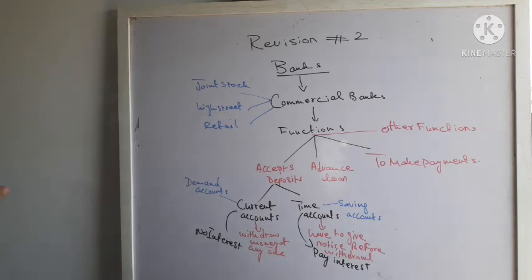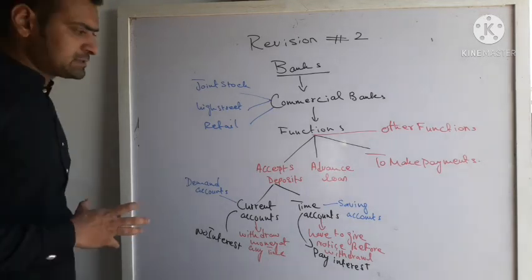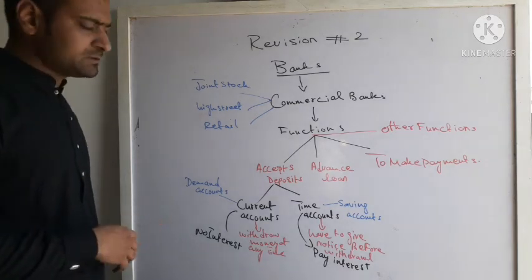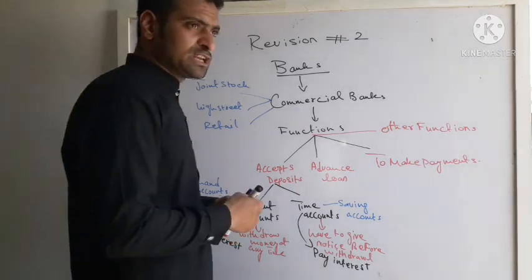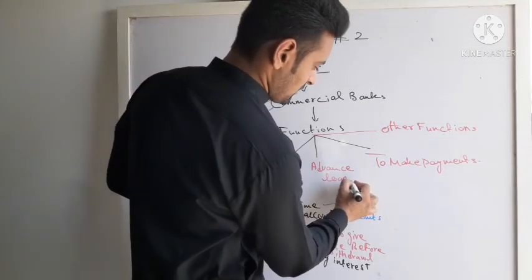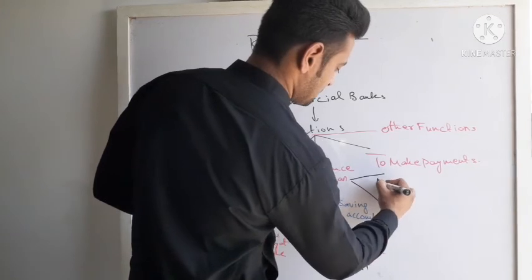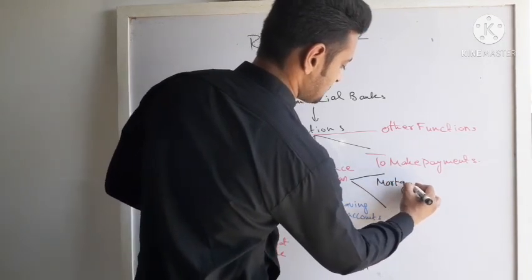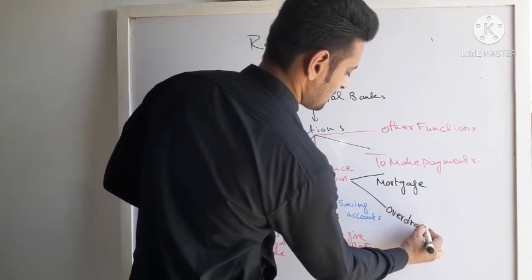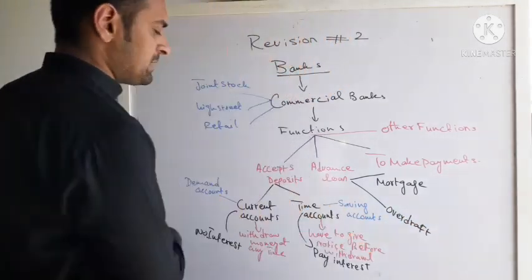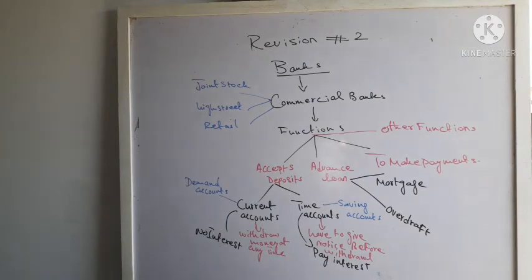Now, if we talk about the advancement of loans, the bank can issue loans in two ways, usually: overdraft and mortgage. What is meant by the bank overdraft? It means that you can overdraw an extra amount of money up to a prescribed limit from your account.